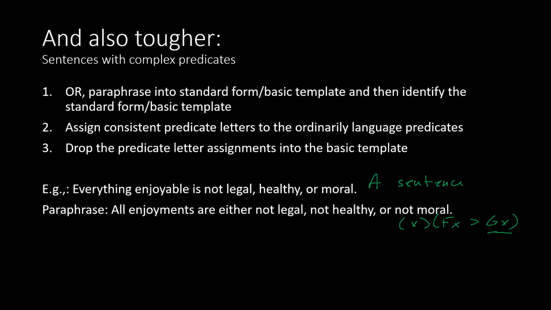Now, taking your time with the paraphrase is what's going to help you not make a mistake. If we can get this far, then we start assigning predicate letters. Let's use EX for X is enjoyable, LX for X is legal, HX for X is healthy, and MX for X is moral. Then we use our template here, recognizing that, of course, this whole clause takes the place of the G there, and we get our translation.